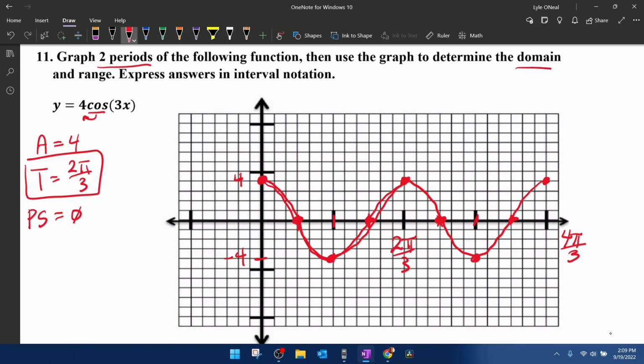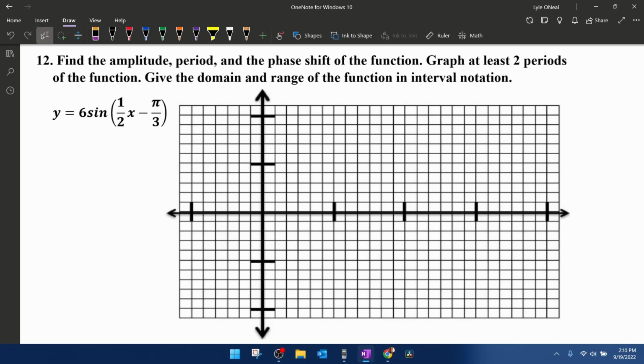And to determine the domain, well, that's super easy because the domain of every sinusoidal function is always all real numbers. That is minus infinity to infinity. And the range, which are the values that y can be, we can see that y never gets below -4, but it also never gets above 4. So the range is everything from -4 to 4, including -4 and 4. And that takes care of that problem.